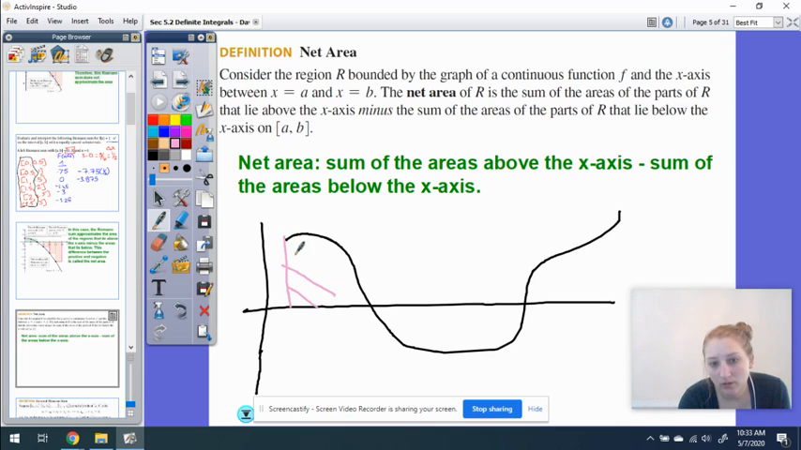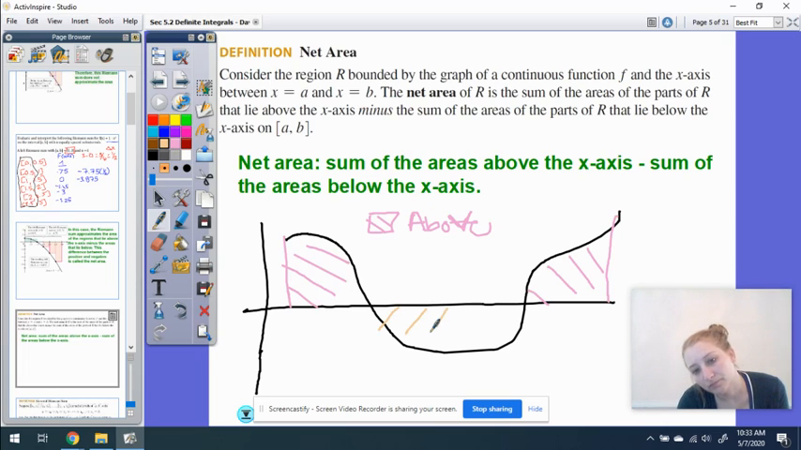Okay, so this, and this is my area above, my regions above. All right, and then below we've got this.